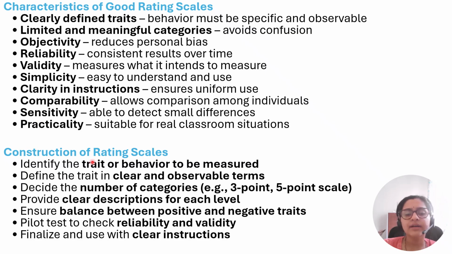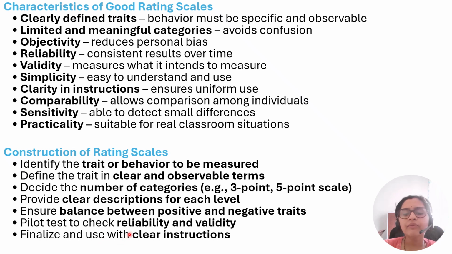How to construct rating scales? First, identify the trait or behavior that is to be measured. Then define the trait in clear and observable terms, and decide the number of categories, 3-point or 5-point scale. Then provide clear description of each level. Ensure that there is a balance between positive and negative traits.